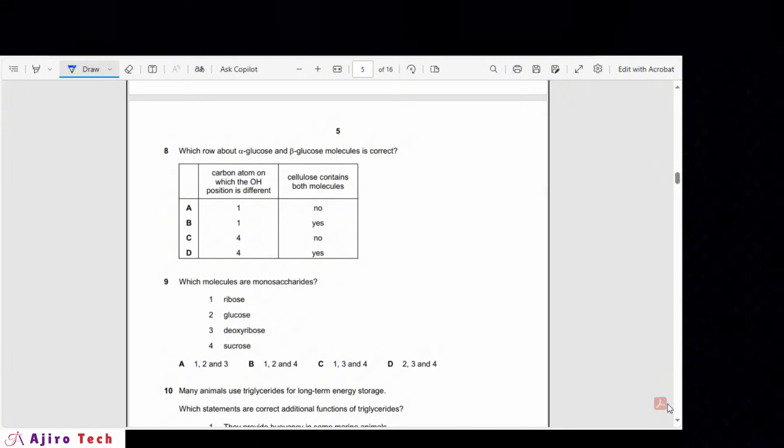Which rule about alpha glucose and beta glucose molecules is correct? Remember, when you have these two molecules, the difference is at carbon 1, the OH. At carbon 1, here the OH points upwards for beta glucose and points downward for alpha glucose.